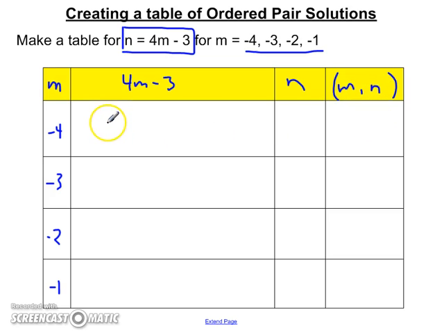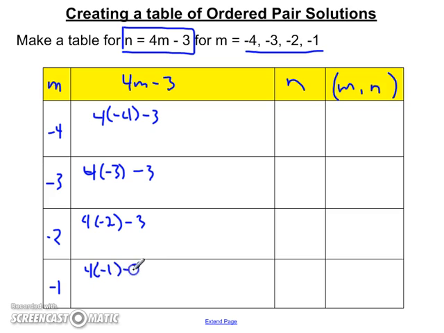But the idea is still the same. I'm going to take these values in this column and put them in. I'm going to replace m in the equation. So I've got 4 times -4 minus 3 here. Oh, I'm sorry, 4 times -3 minus 3 here. 4 times -2 minus 3. 4 times -1 minus 3. So I've done the substitution in each case, and we know that multiplication will come before subtraction.